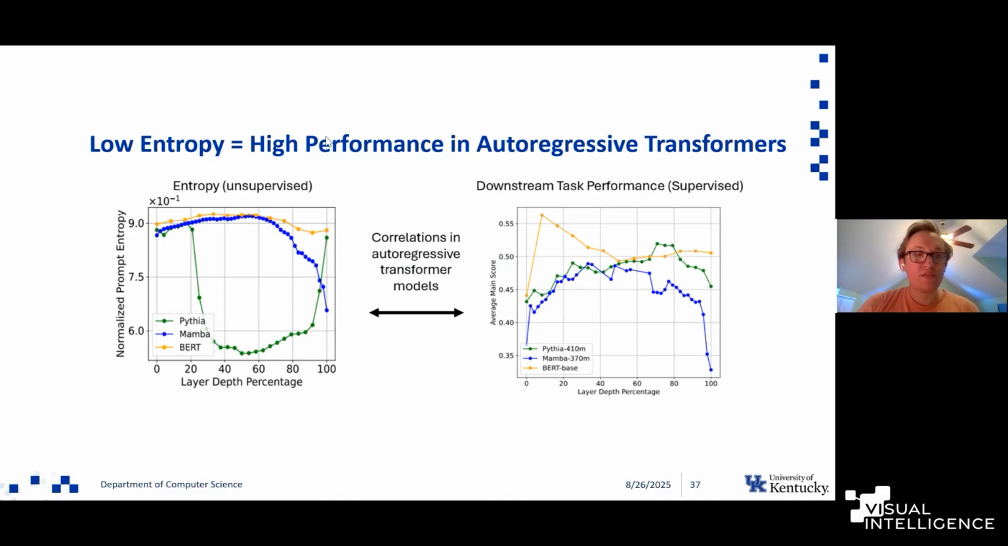There's also a good connection between low entropy, which means high compression, and high performance in autoregressive transformers specifically. We don't see it as much with BERT or Mamba, but for Pythia, on the left graph where it's compressed and low, that corresponds to a peak in accuracy on the right graph. And we can measure this very rigorously. We looked at Spearman rank correlations and all sorts of different correlation metrics. And it's pretty clear that entropy is a good predictor of the downstream performance for these models.